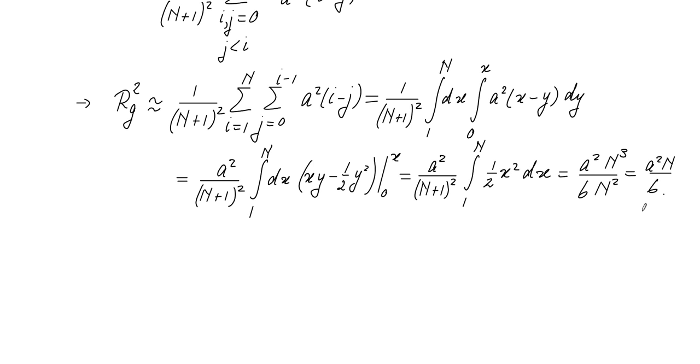And so we see that the radius of gyration squared scales linearly with n, and that's the same as the end-to-end distance, although here we have an extra factor of 1 over 6, and that factor was just 1 in the case of the end-to-end distance. But what we recover is again a kind of diffusive behavior, the behavior that is typical for a random walk.